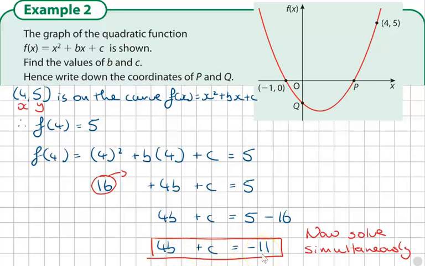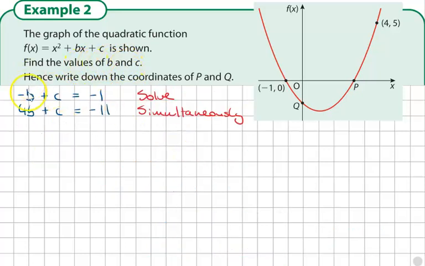So now we have a second equation in terms of b and c, and we're going to solve the two of them simultaneously because we're trying to find the values of b and c. So again, we have minus b plus c is equal to minus 1, and 4b plus c is equal to minus 11. So we're going to solve these simultaneously. So I'm going to multiply the second line by minus 1. So just write down the first line as it is. So minus b plus c is equal to minus 1.